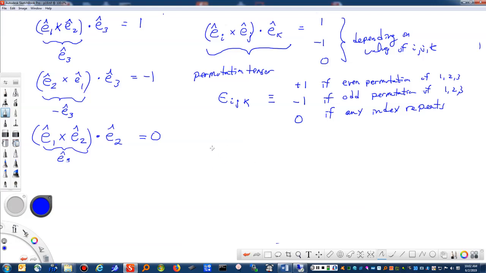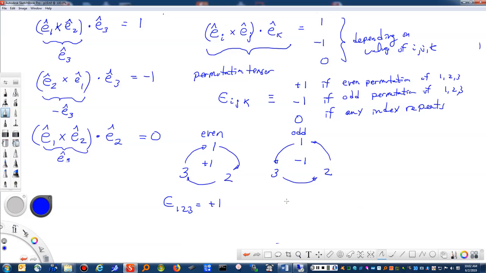So let's talk about even and odd permutations. Imagine I have these 3 numbers right here. If I were to go from 1 to 2, 2 to 3, and 3 to 1, this would be an even permutation. If I have my numbers here, 1, 2, and 3, and I were to traverse this circle in this direction, that would be what I would call an odd permutation. So if I have epsilon 1, 2, 3, that would equal +1. But if I have epsilon 3, 2, 1, that would be an odd permutation. That would be equal to -1.